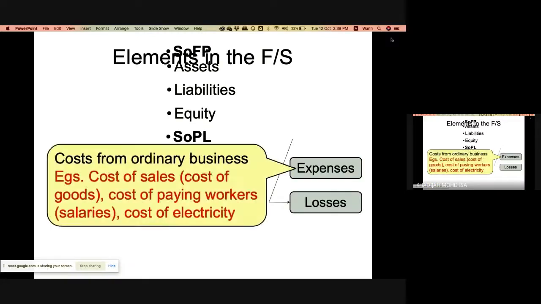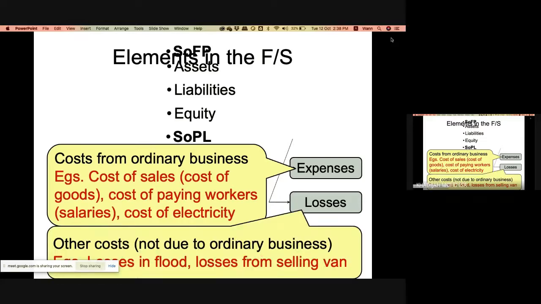Expenses are cost of your sales, cost of paying your workers, your employees, cost of your electricity. So these are your operating costs. Other costs, for example, not due to ordinary business, are what we call losses. So for example, if you dispose of your asset and from the disposal, rather than having a gain, you have a loss on your disposal, that will be part of your expenses as well.